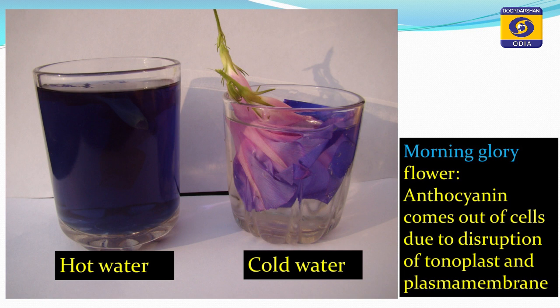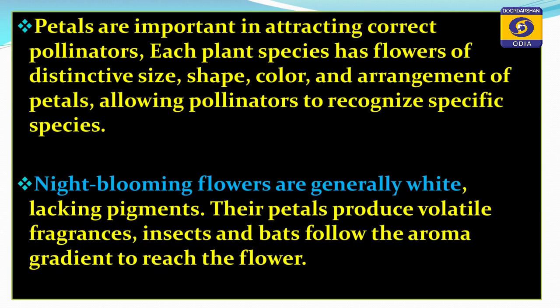But if you put this marigold, Gendophylla, in the same way, in hot water the pigment will not come out. So, it signifies that if it is not coming out in hot water, it is not anthocyanin, rather it is carotenoids. So, now petals are important in attracting pollinators. Petals have different sizes, shapes, colors and arrangements.